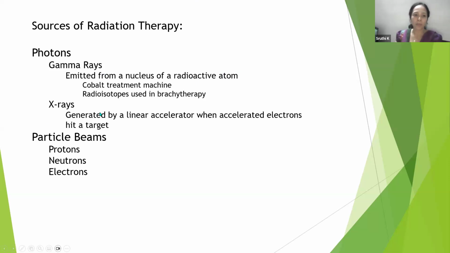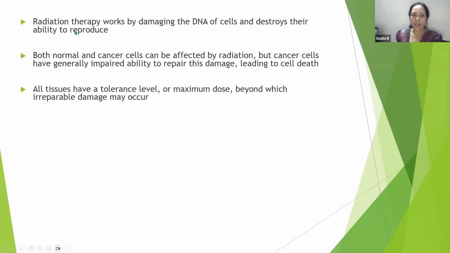As you know, we discussed that radiation works by damaging the DNA of cells and destroying their ability to reproduce. Radiation can affect the normal cells and also the cancer cells. But cancer cells generally have an impaired ability to repair this damage, thus leading to cell death. And always when we plan radiation, there is a tolerance of the normal tissue which we need to respect, beyond which we cannot go.